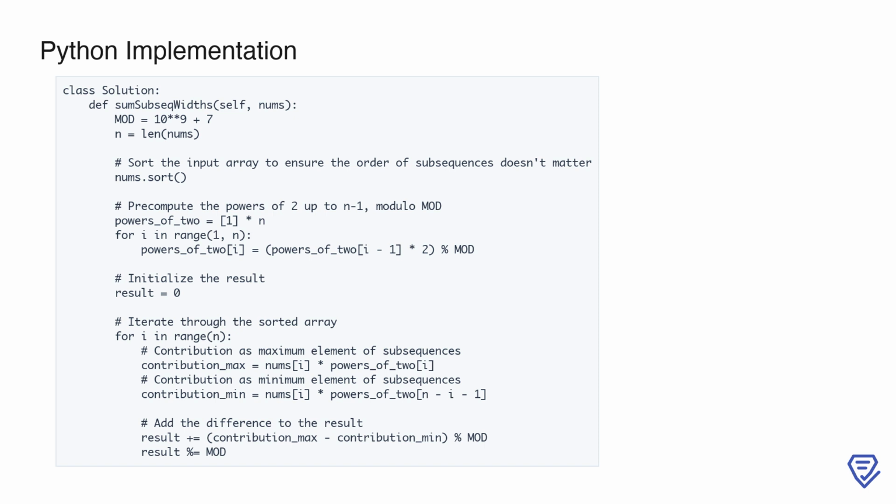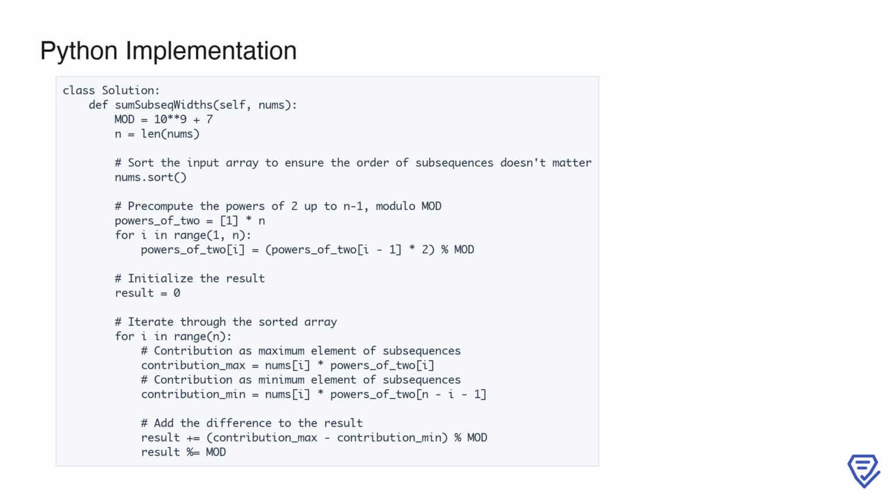After sorting, we pre-compute the powers of 2 up to n minus 1, where n is the length of the list. These pre-computed powers help us determine the number of subsequences where each element contributes either as a maximum or as a minimum. The array powers_of_2 is initialized with ones, and we use a loop to populate it such that each entry represents 2 to the power i, mod the constant. This is efficient and avoids recalculating powers repeatedly during the main logic. Finally, we initialize the result variable to 0. This will store our running total of the sum of subsequence widths, which we compute in the following loop.